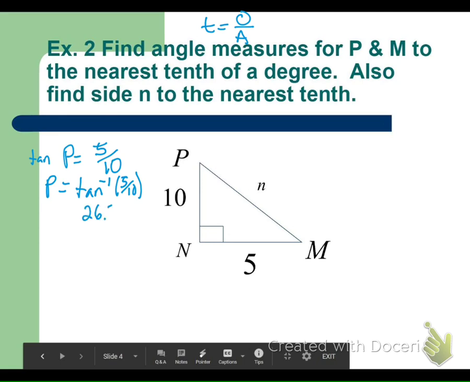$26.6, sorry. Looks like this, did I write it right? Perfect. Okay, and then if we want to find angle M, which sides do we have in reference to angle M? Reference to angle M, which ones do we have?